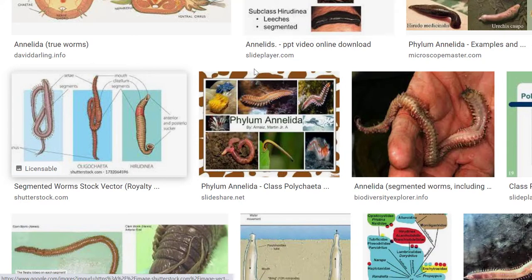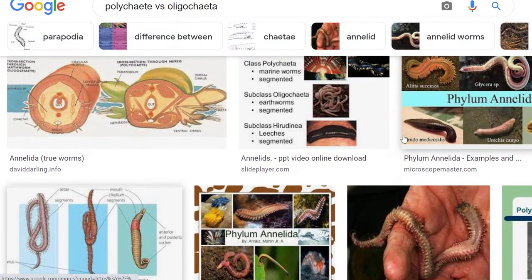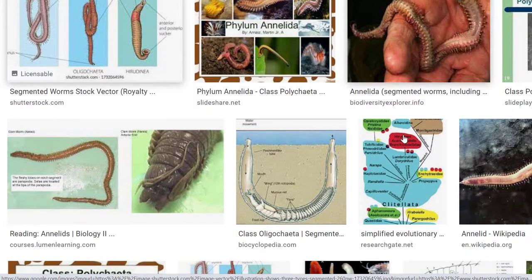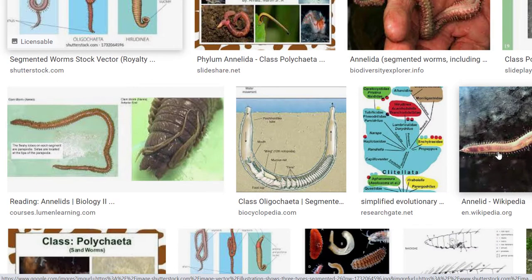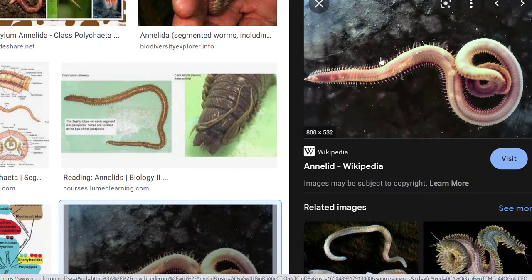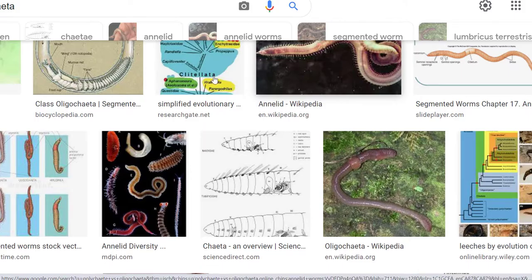Of course, it's not a great picture until you can see what one of these things looks like in the real world. I'm just trying to find a good one. I guess any of these work, right? You can see lots of these tiny little bristles, these setae. Most of these Polychaeta are marine. And then you've got something like Oligochaeta, like the earthworm.